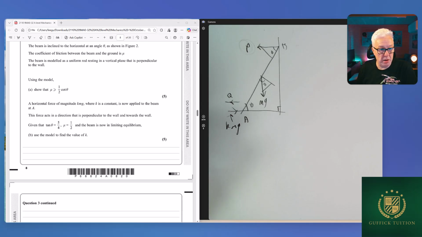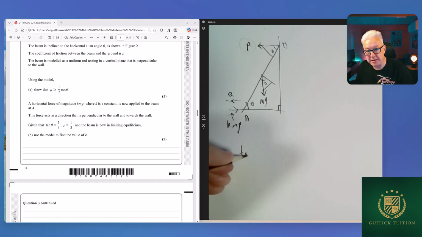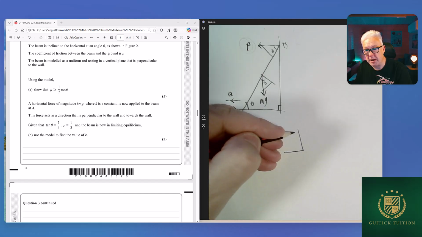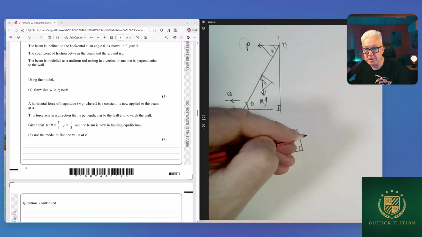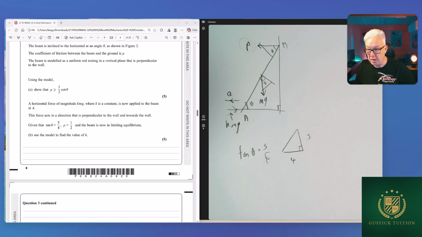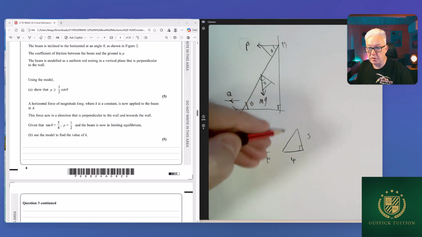Okay, so let's do the first thing. They tell us that tan theta is equal to 5/4. Always helpful. Therefore, tan is opposite over adjacent, so 5/4. So what does that mean? That means that this is going to be, oh yeah, think about that. We're going to have 25 add 16. So it's going to be √41 there.